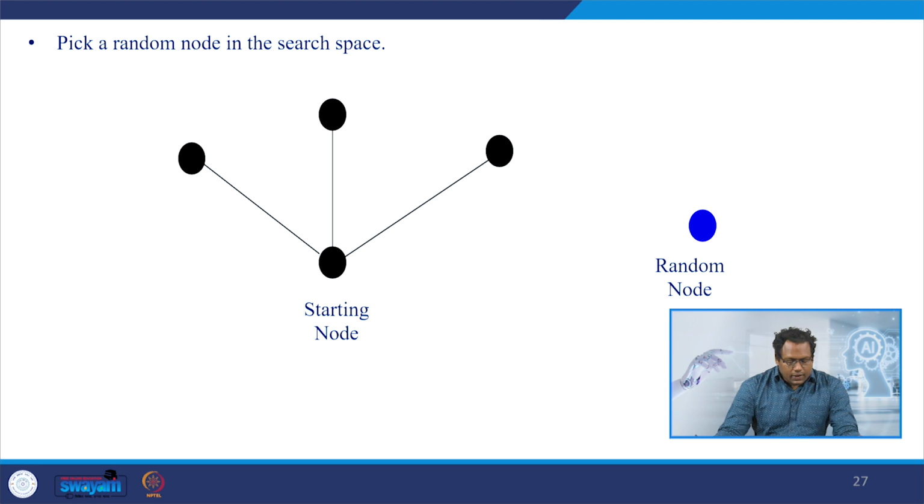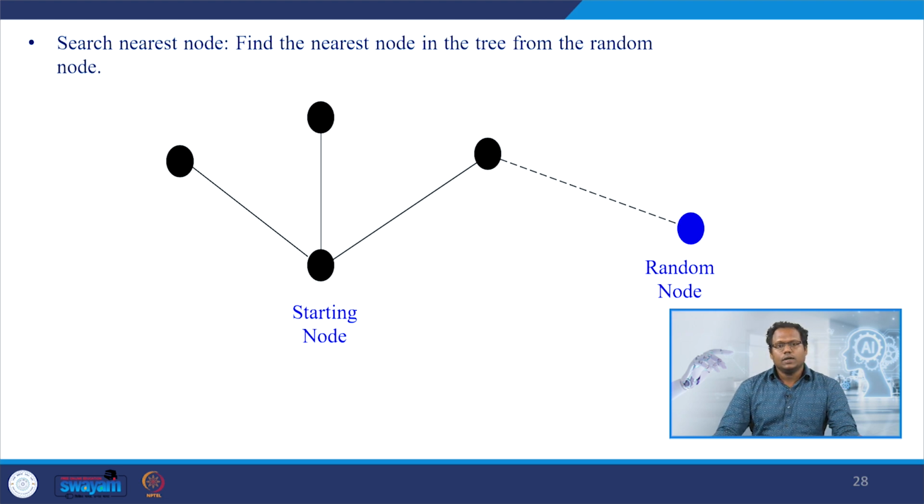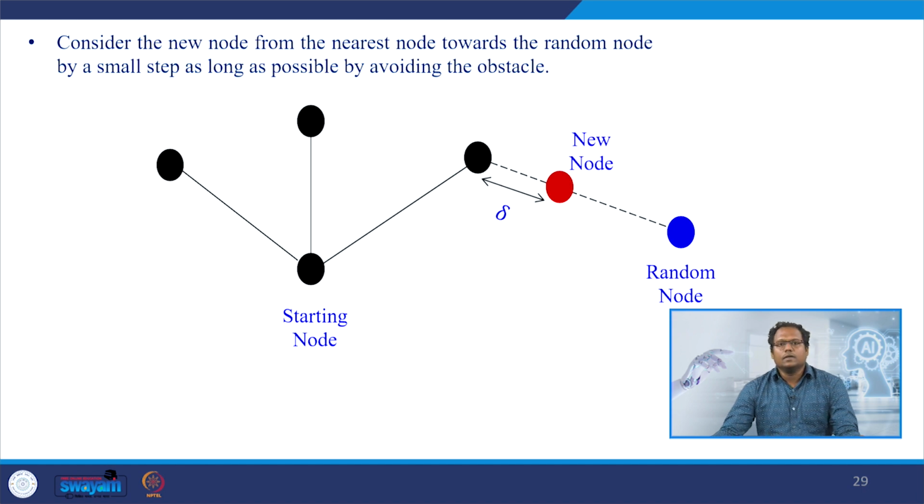Then pick a random node in the search space. This is the random node. Here, we need to find the node of the tree which is closest or nearest to the random node, and then we are supposed to approach towards this random node by small increments in the space without colliding with the obstacles.